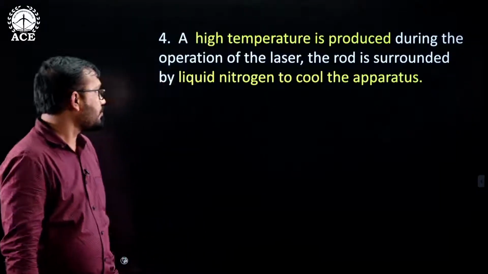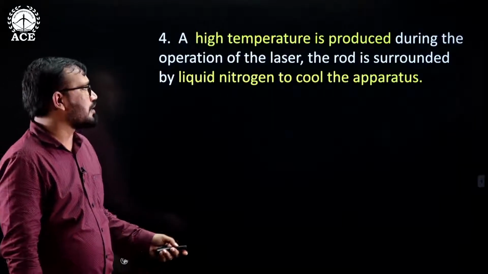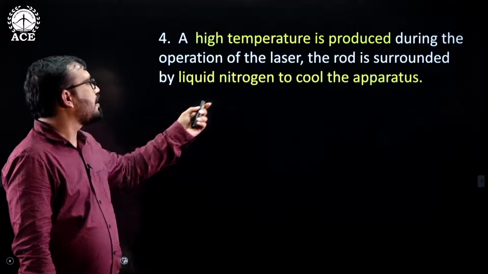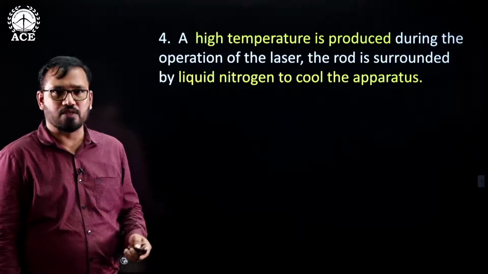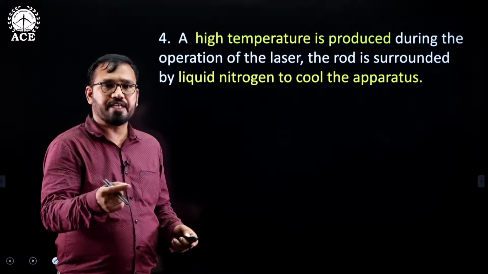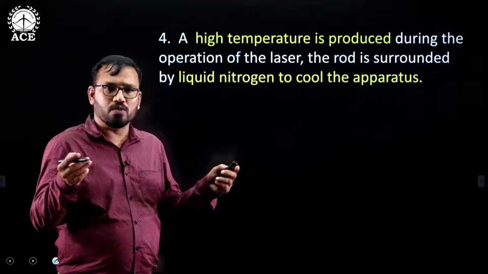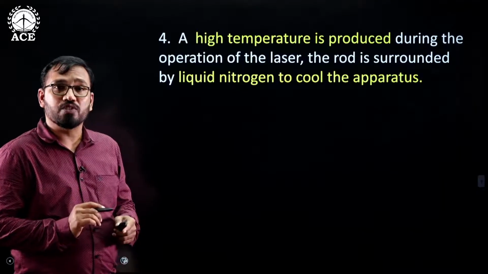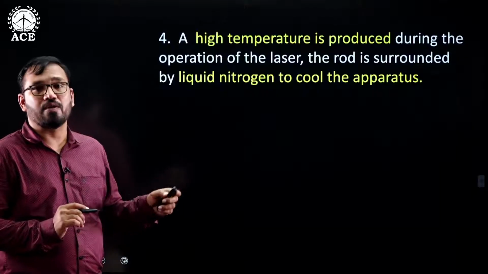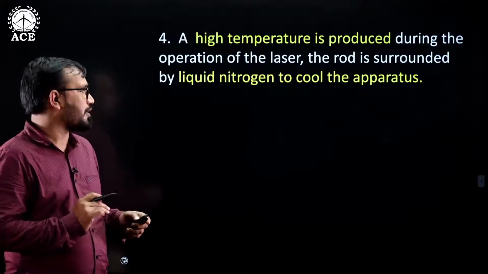High temperature is produced during the operation of the laser. The rod is surrounded with what? Liquid nitrogen to cool the apparatus. I said just now, when laser emission takes place, a high amount of temperature will be produced. In order to cool the temperature, which technique are we using here? Liquid nitrogen is used here to lower and control the temperature.